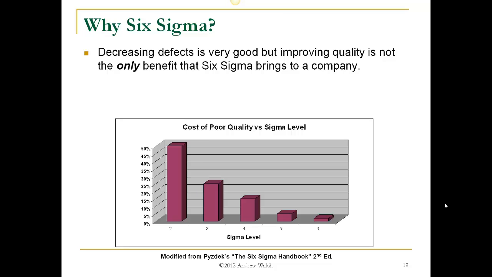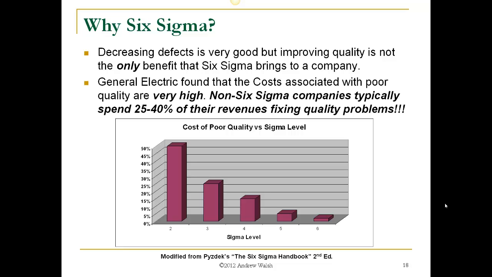Well, how much money? Decreasing defects is very good, but improving quality is not the only benefit that Six Sigma brings to a company. General Electric found that the costs associated with poor quality are very high. Non-Six Sigma companies typically spend 25 to 40% of their revenues fixing quality problems. It costs money to cull out the bad product, destroy it, document it, all that kind of stuff. So the cost of poor quality versus Six Sigma level, if we're only at 2 Sigma, it's almost 50% of the cost is going towards disposing of these things. Not good.